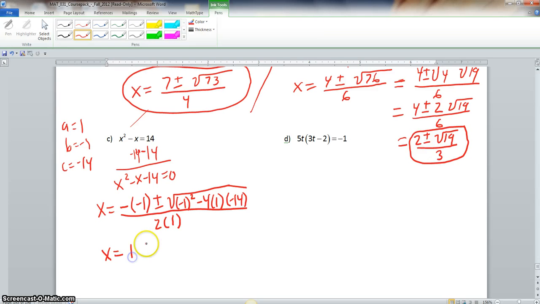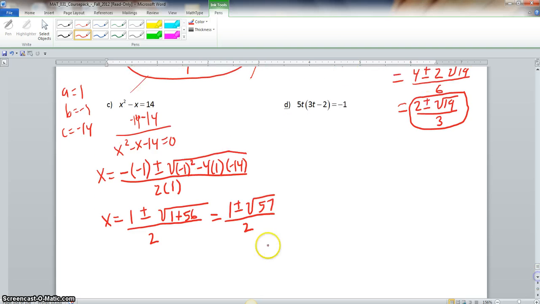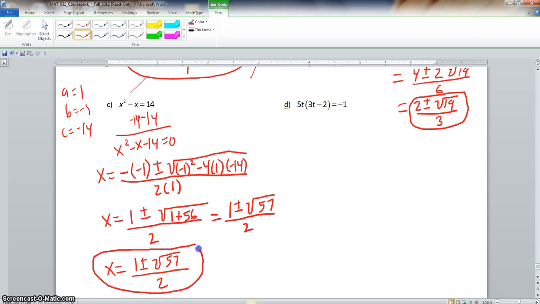So the opposite of negative 1 is 1, plus or minus the square root of negative 1 squared is 1, minus 4 times 1 is a negative 4, times a negative 14, which will give you a positive 56, all over 2. Now this will give you 1 plus or minus the square root of 57, all over 2. So now our final answer here is x is equal to 1 plus or minus the square root of 57 all over 2. There's nothing more we could do with that problem.